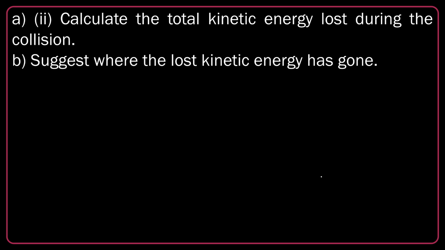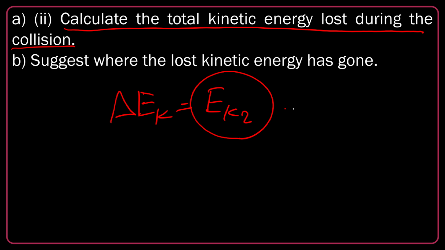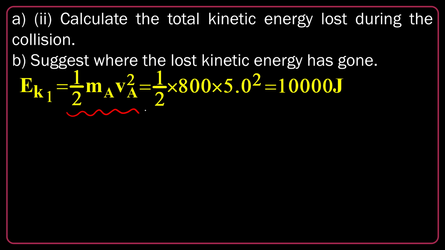Part A-II, calculate the total kinetic energy lost during the collision. Lost means that again you should find delta EK, which is EK2 of the system after the collision minus EK1, the total kinetic energy of the system before the collision. The total kinetic energy before the collision is just the kinetic energy of cart A. So I plug in the values and I find 10,000 joules.